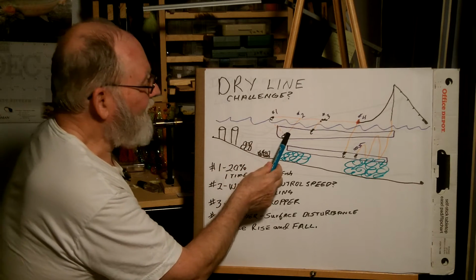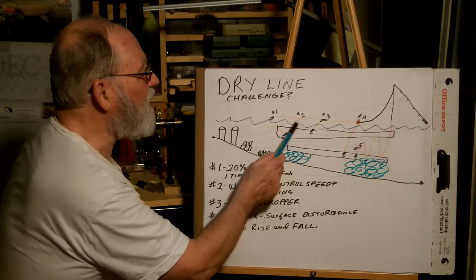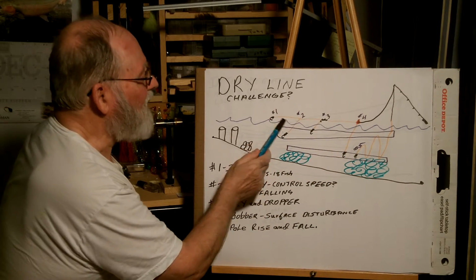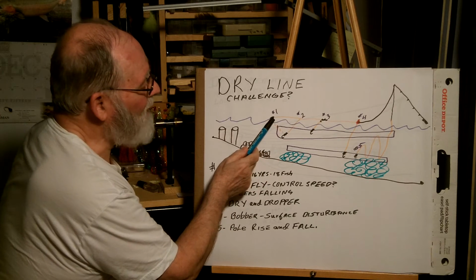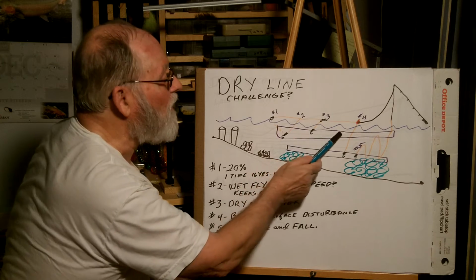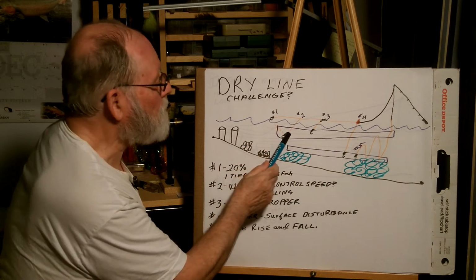If you want to use dry line with a wet fly, you have to be able to control the speed of how you move the line in the water. Here you'll notice that as the fly begins to sink, you have to move the line to keep it in a certain zone so that the fish will be looking for that fly in that zone.